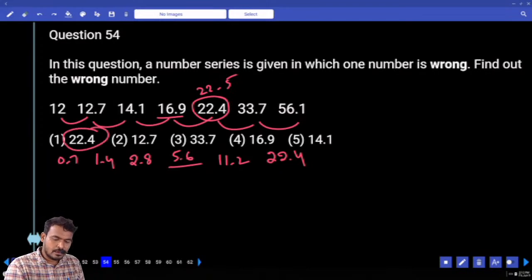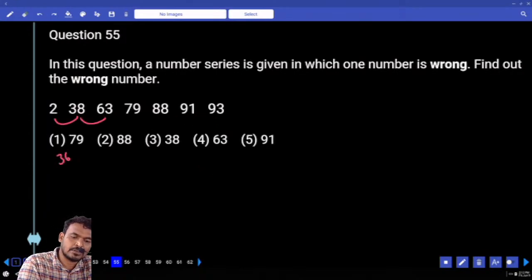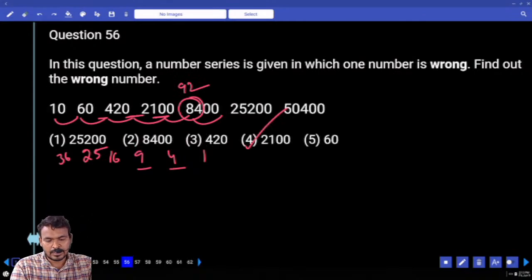Next question, number 55. 2, 38, 63, 79, 88, 91, 93. What is the last one difference? 2. Or wait, what is the first one difference? 36. Second one 25. Squares are known, means here 16, and here 9, 4, 1 are known. 63 plus 16 is 79. 79 plus 9 is 88. 88 plus 4 is 92. What is the wrong number? 91. Next question, number 56.